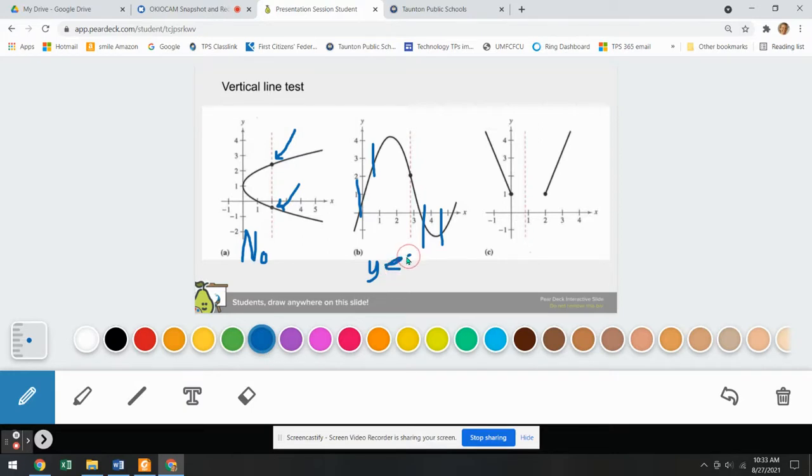And then if we look at the third graph, part C, as far as the vertical line test goes, this could probably be called a piecewise function. But regardless, this vertical line test also only goes through the graph at one point at a time. So it does pass the vertical line test. And you can see more information in your textbook.